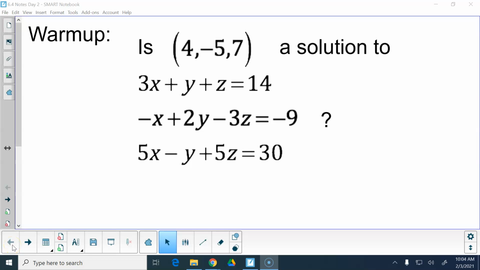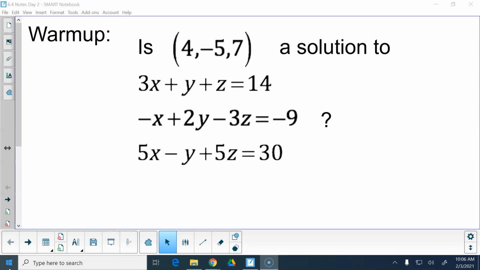So tell me if that is a solution to that 3 by 3 system of equations. Yes or no? Yay or nay? Ben, what do you think? How come? Because I just plugged in all the numbers into the equation.